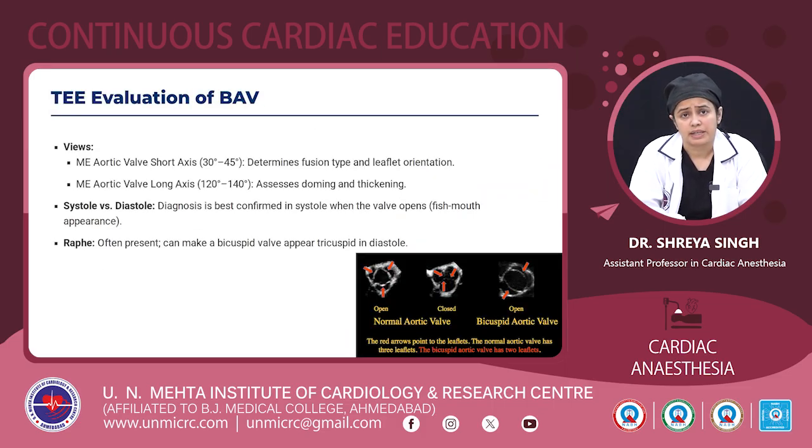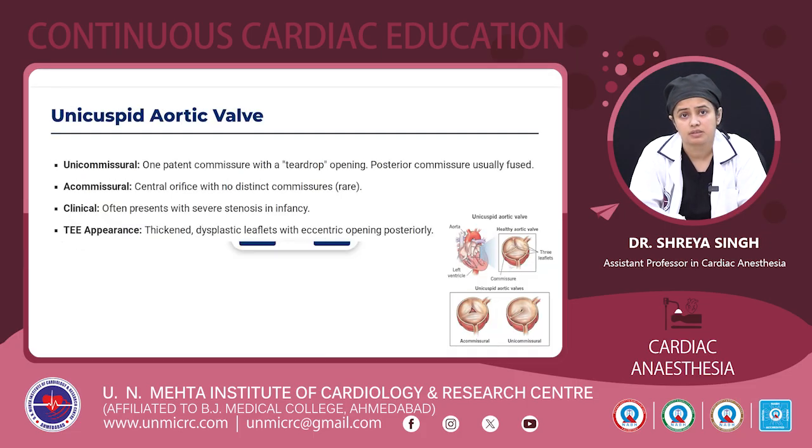TEE evaluation of a bicuspid aortic valve. Usually the views that are used are the mid-esophageal aortic valve short axis view from 30 to 45 degrees. This determines the fusion type and the leaflet orientation. We can also use the mid-esophageal aortic valve long axis view from 120 to 140 degrees. It assesses any doming and thickening of the leaflets. Diagnosis is best confirmed in systole when the valve opens. Usually it appears like a fish mouth appearance. And a raphe often is present. It can make a bicuspid valve appear tricuspid in the diastole phase.